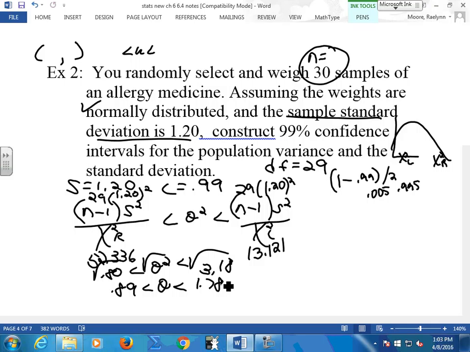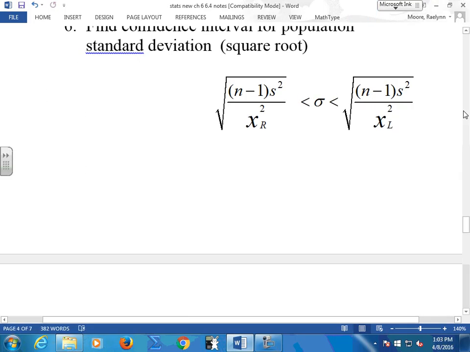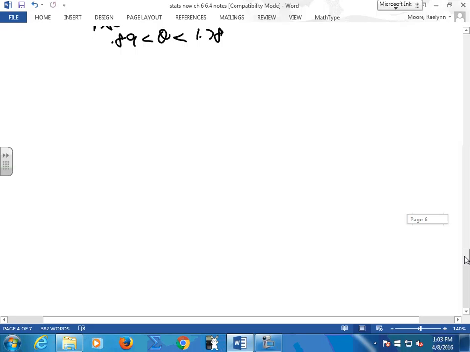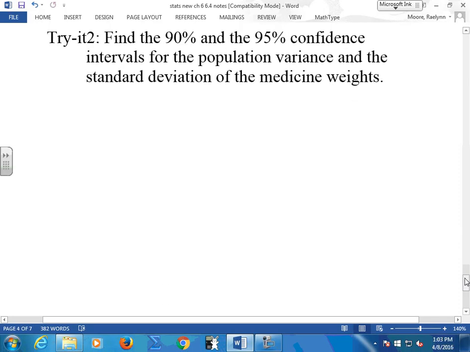Now, the try it 2 says to make a 90% and a 95% confidence interval for the things we just did. But we're going to do it in two parts of the room. Right over here, this part is going to give me a 90%. For the same information, the sample size is 30, the sample standard deviation was 1.2, but you still have to find your X2R and X2L. This side of the room is going to do the 95.